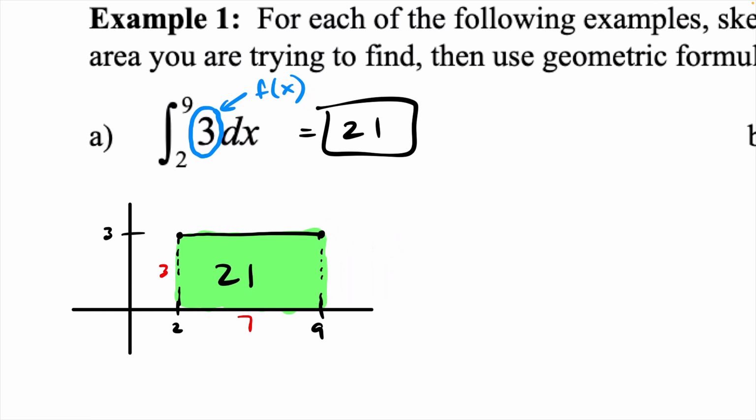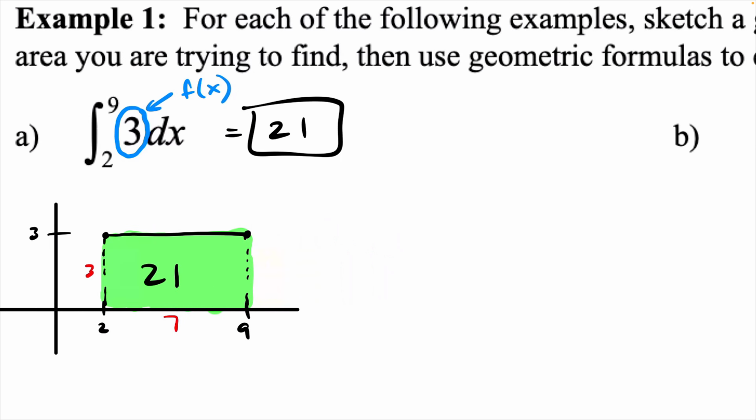If every time the function is a constant, do you have to sketch it out, or can you just do it? Yeah, I would like if you could do that part in your head. You know that the function is always going to be 3 height. How wide is it? 7. What's 7 times 3? Makes it easier on yourself. If you need to draw a quick sketch, do it. But you have my permission. You don't need to show that, okay?